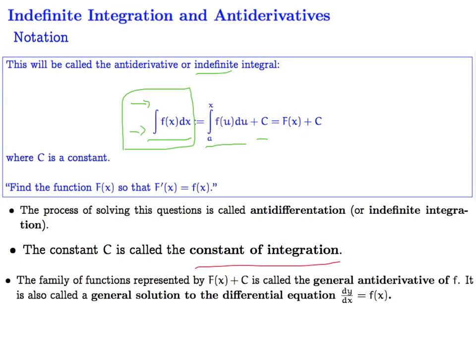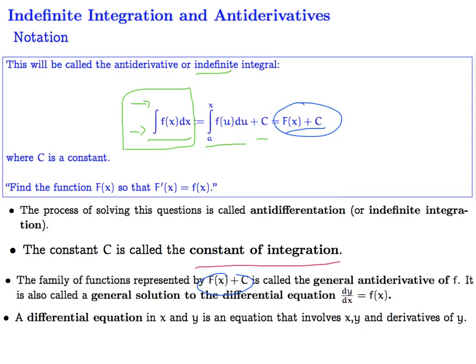So the whole family of functions represented by F of x plus c is called the general antiderivative of f. It is also called the general solution to the differential equation dy over dx equals f of x. This is a different way to present the same problem, and we'll show some examples of that in a little bit. But this is called the general family. A differential equation in x and y is just an equation that involves x's, y's, and the derivatives. Once again, we'll talk about this in a little bit.